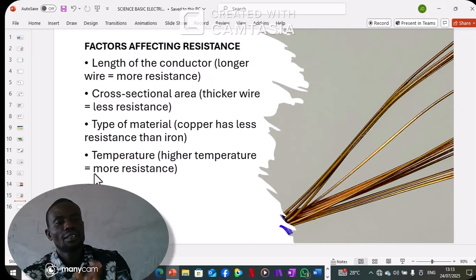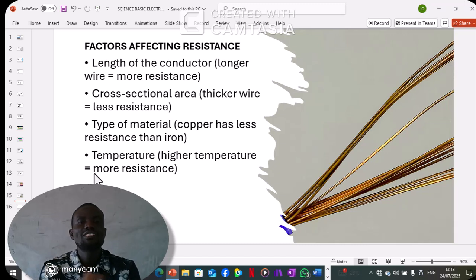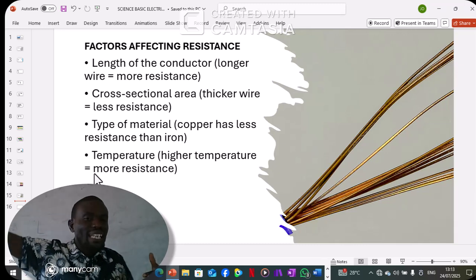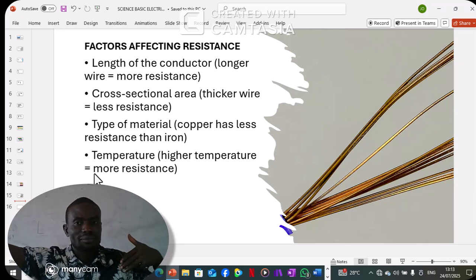The last part of the class is factors affecting resistance. So what are the factors affecting resistance of a wire? Number one, length of the conductor. Longer length means more resistance. If the wire is very long, the more the length, the more the resistance.